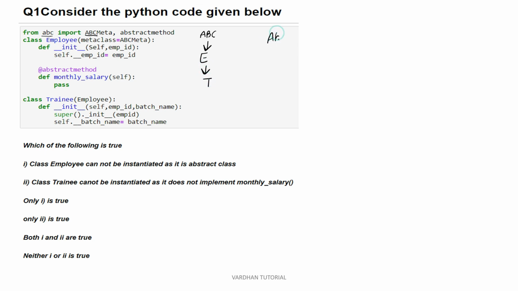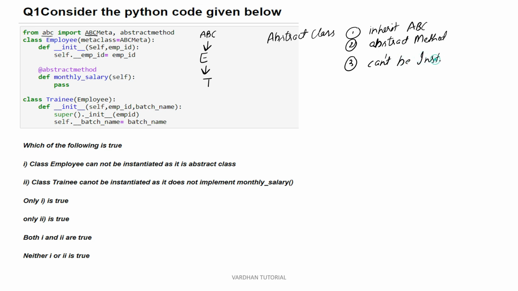Now, what are the conditions for an abstract class? First, it should inherit the abstract base class. Second, it should have an abstract method. And third, it cannot be instantiated. It means the object of this class cannot be created.